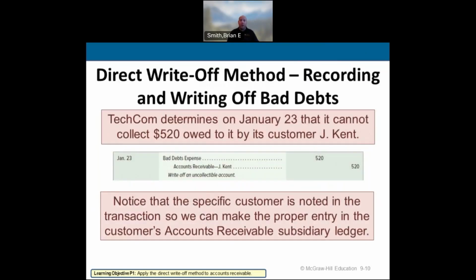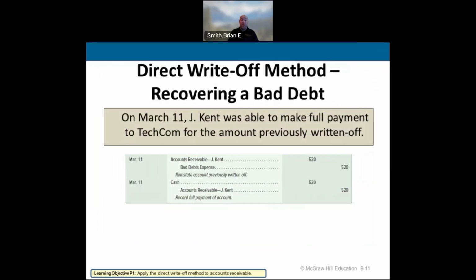So here we go. Using the direct write-off method, TechCom determines on January 23rd that it cannot collect $520 owed to it by its customer J. Kent. So on January 23rd, we are simply going to debit bad debt expense and credit accounts receivable by $520. It is that simple. Now, what happens if they decide eventually to pay us? Well, we've already written it off.